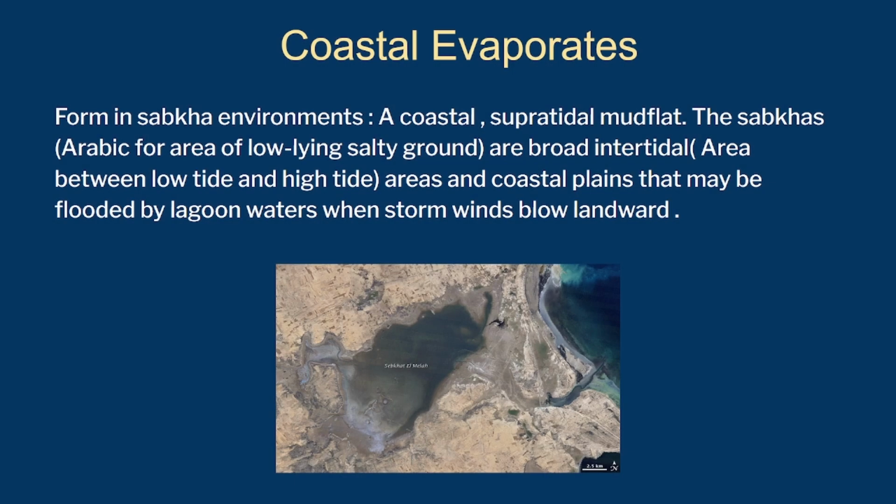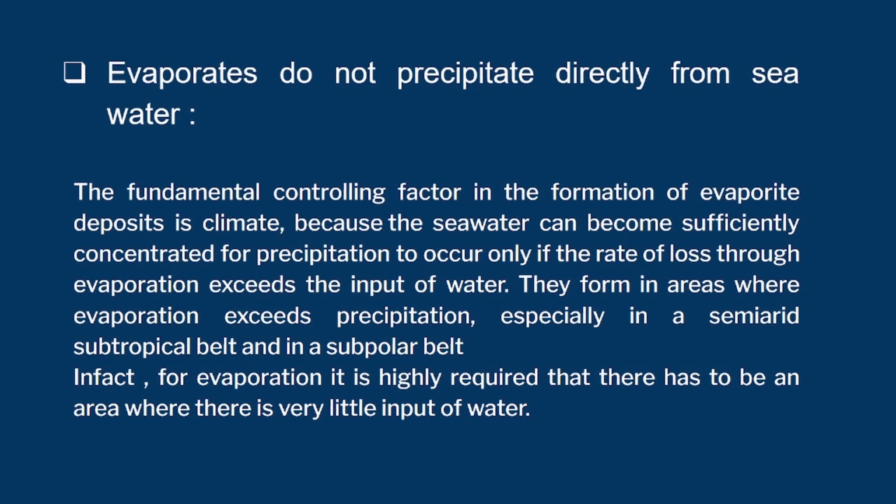Coastal evaporites form in sabkha environments, which are broad intertidal areas and coastal plains that may be flooded by lagoon waters when storm winds blow landward. Evaporites do not precipitate directly from seawater. Climate is the fundamental controlling factor which regulates the saturation level of the water body. Semi-arid subtropical belt and subpolar belt have suitable climatic conditions for evaporite.